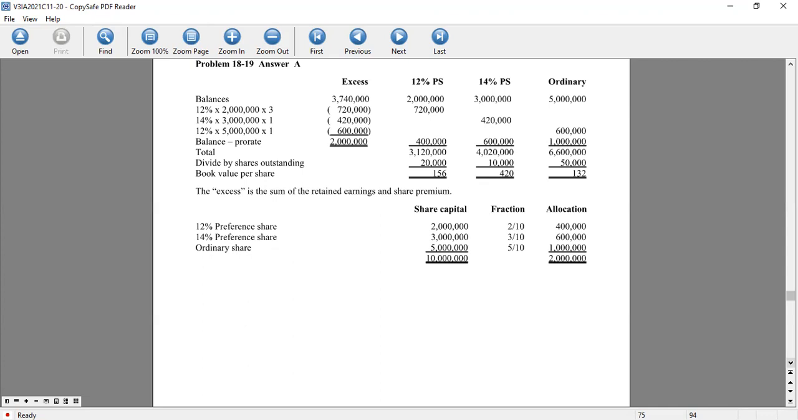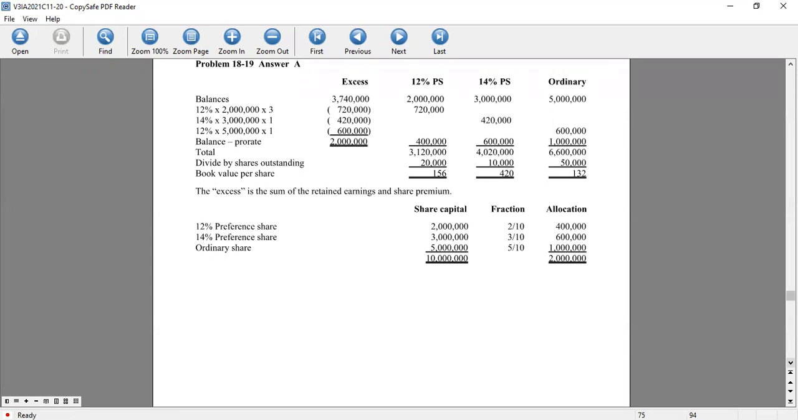That's now on your 12% preference share with 20,000 shares with 100 par value. The 12% preference share is cumulative and fully participating. The 14% preference share is non-cumulative and fully participating. Dividends have not been paid for 3 years. Since the 12% preference share is cumulative, we multiply 2 million by 12% by 3 years, or 720,000. We deduct from excess, we add to preference shares.